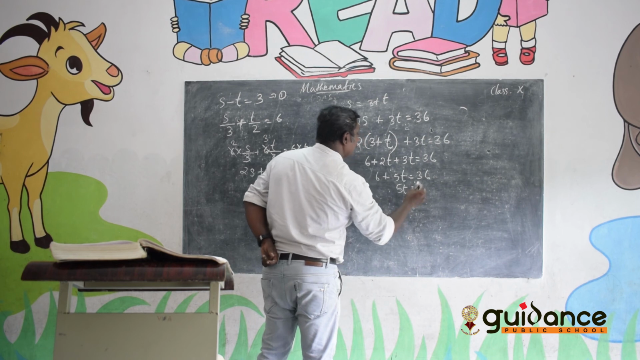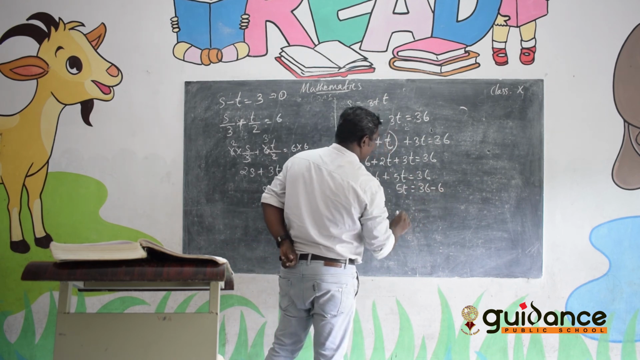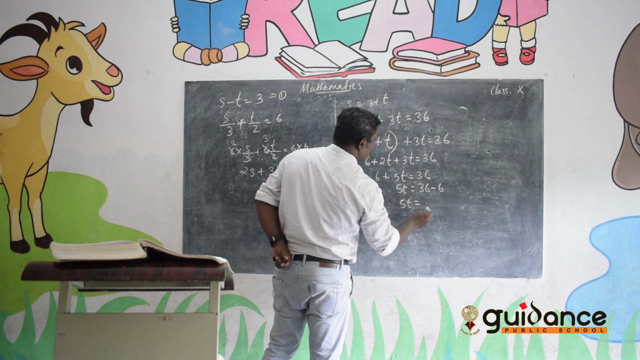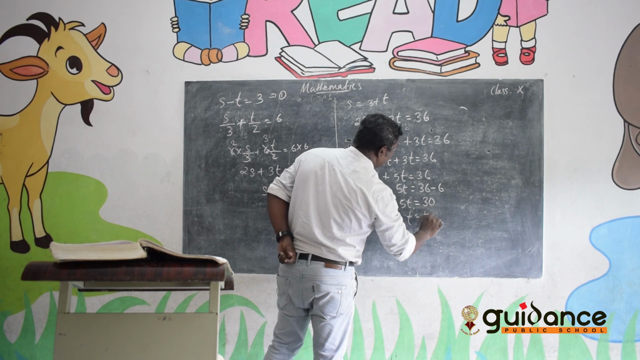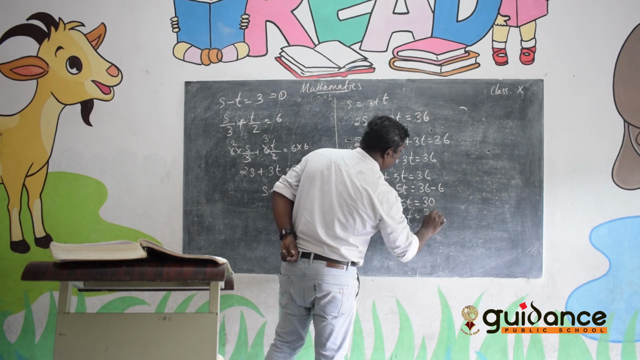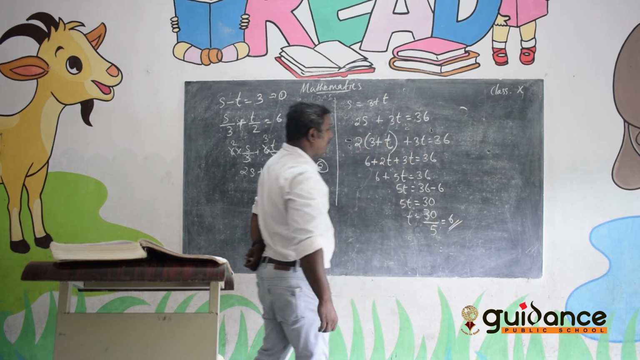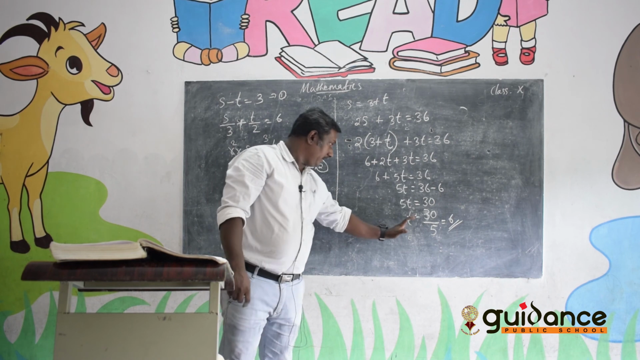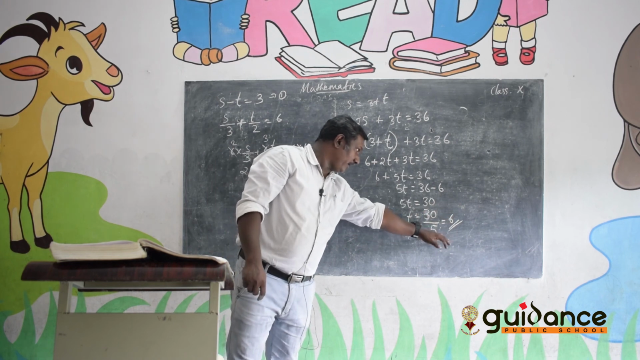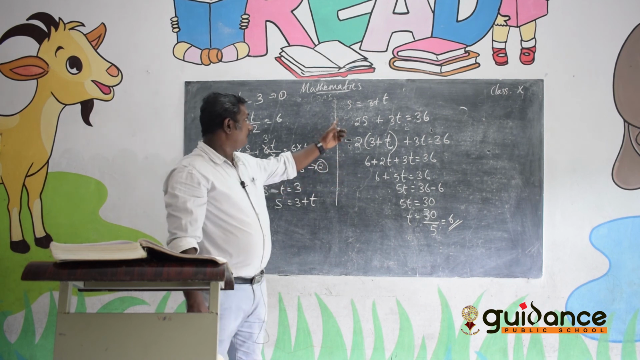5t equal to 36 minus 6, bringing 6 to the right side. 5t equal to 30, t equal to 30 by 5, which is 6. We got the value of t equal to 6. Do you get this? How can we solve this? All of you listen here.